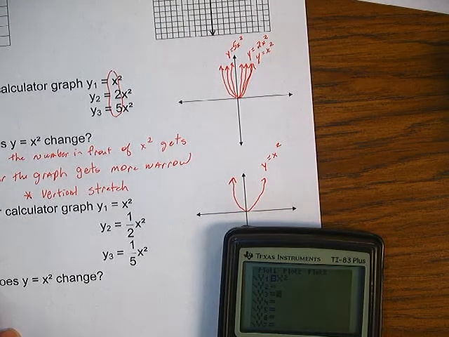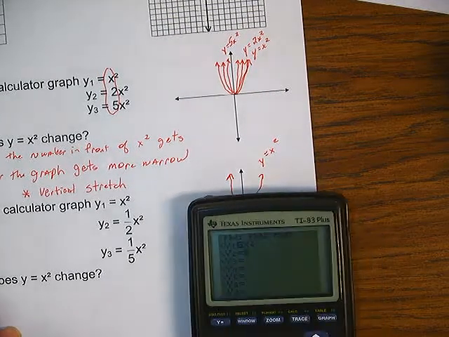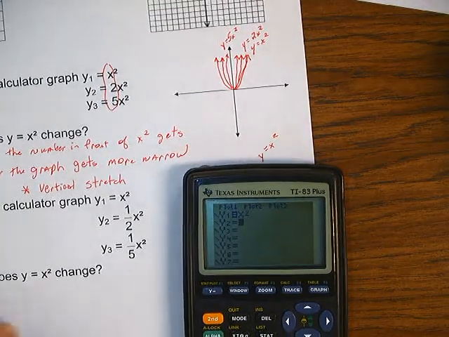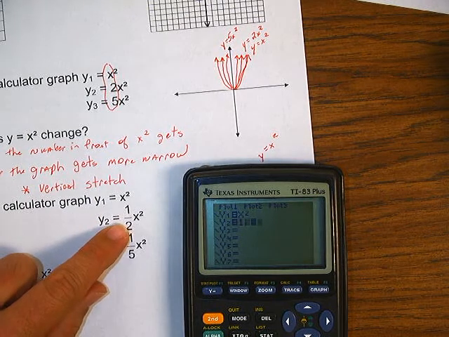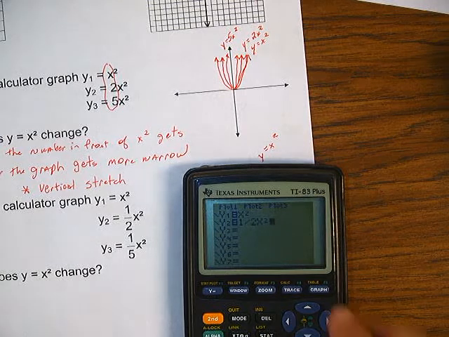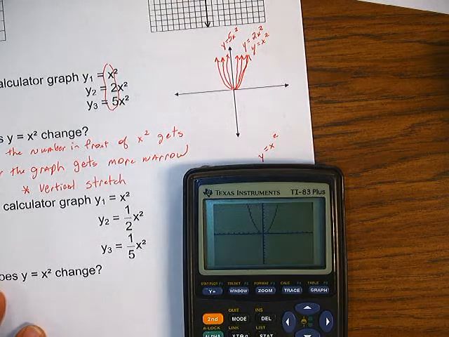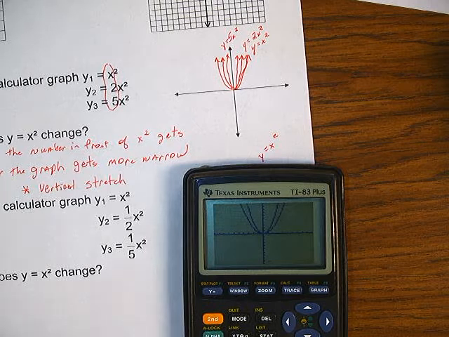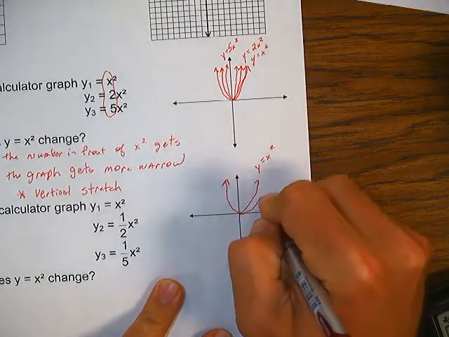Okay, now clear out your 2 and 3. Okay, and y sub 2, 1 divided by 2, x squared. Now, what do you think is going to happen as the number gets smaller? What's going to happen to the graph? Okay, that's good. Let's look. Okay, 1 divided by 2. Okay, so it got fatter or wider. Okay, so y equals 1/2 x squared.